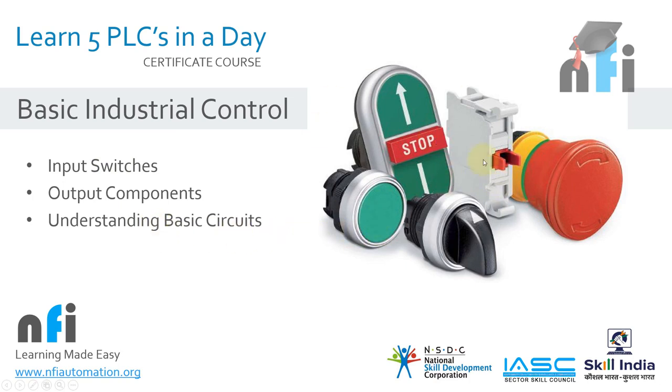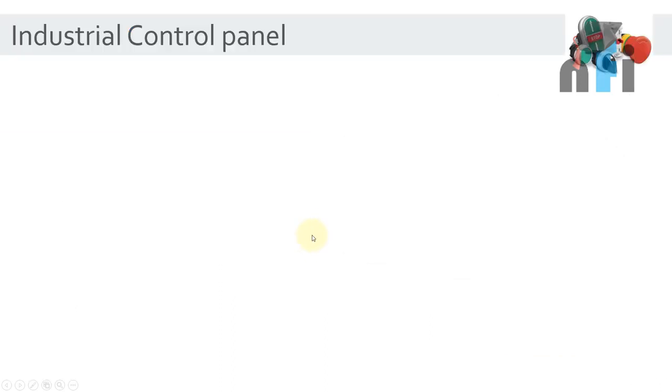So you can see some switches here. We are going to understand what the symbols for them are and how to make circuits using these switches. Alright, so let's proceed. Let's talk about the industrial control panel.